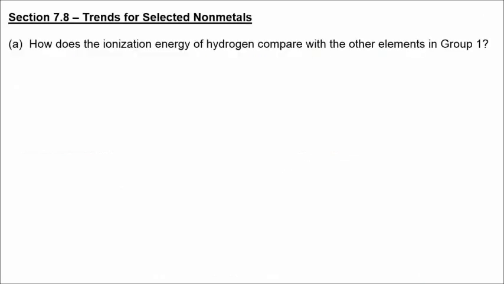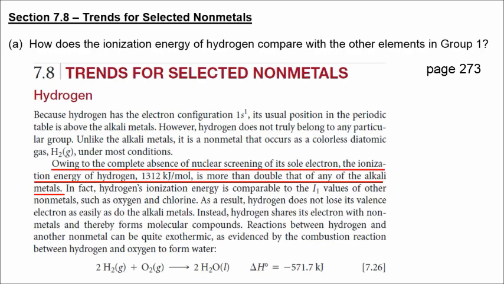All right, section 7.8, trends for selected nonmetals. How does the ionization energy of hydrogen compare with the other elements in group 1? Well, remember that hydrogen is a very small atom, and it's not really classified as a metal. So unlike the alkali metals, it is a nonmetal. And considering that there is only a single electron, it's a very small atom, the ionization energy of hydrogen is more than double that of any alkali metal.